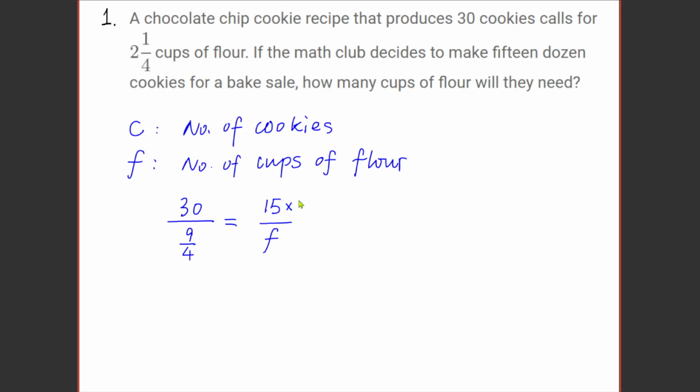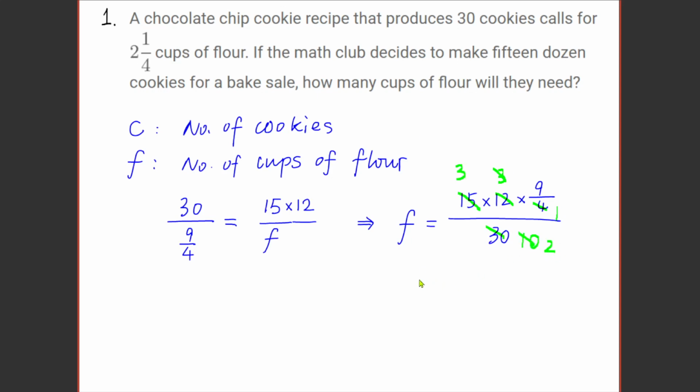Oh, sorry, 15 dozen should be 15 times 12, right? Okay, then according to cross product, we have F equals 15 times 12 times 9/4 divided by 30, right? And if you simplify this will give you a 3 here. And then we can cancel a 3. Then cancel a 5 common factor. So that leaves us F equals 27/2.